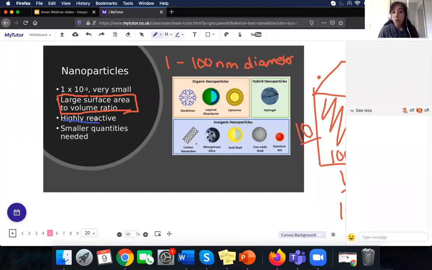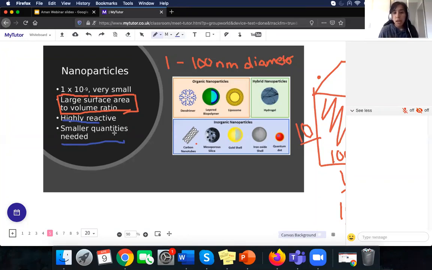And that is why they are often used in things like catalysts, because, you remember, catalysts speed up a reaction. So if you've got more atoms there to react, they can be used as catalysts. And the other thing is that smaller quantities are needed. The reason for that is because we've got so many particles on that surface, we don't need as big of a quantity as, say, something like a bigger particle, so a normal particle.